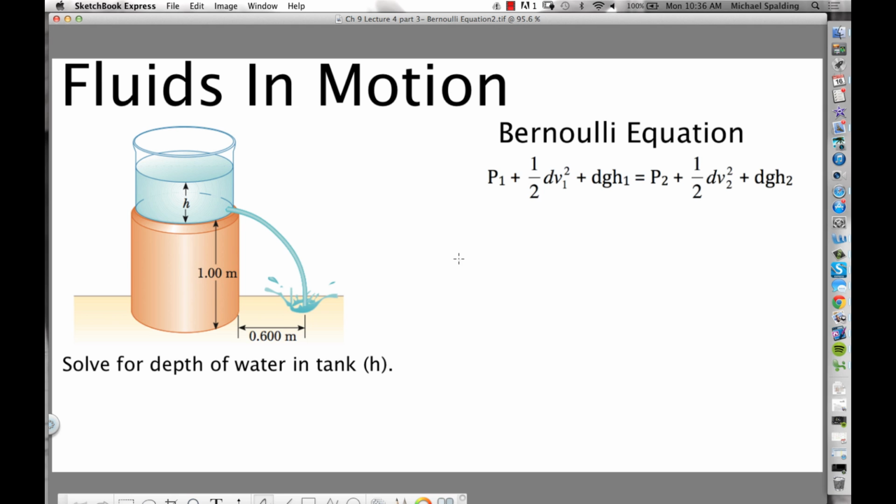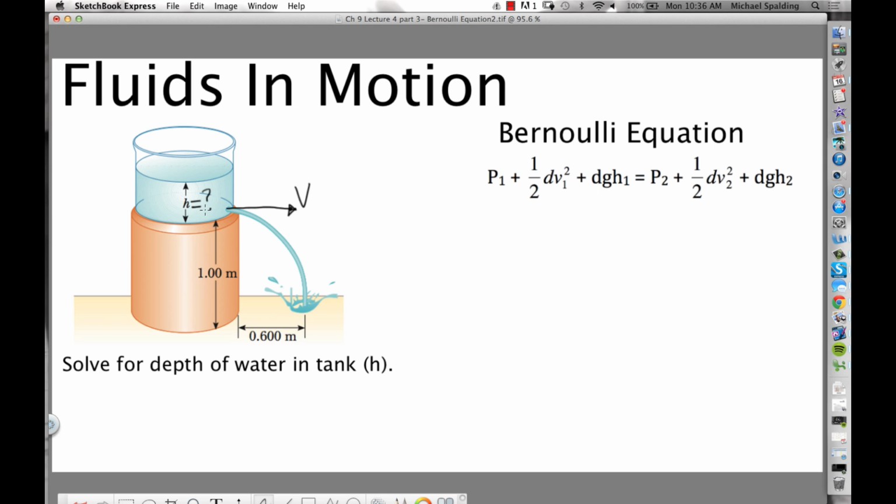Okay, so here's what you got. Fluid comes shooting out of the side of this tank with some velocity v, which we can solve for. The fluid goes 0.6 meters horizontally and 1 meter vertically. What they want you to figure out, just with this given info, this is all you know. The only thing you know is the horizontal distance and the vertical distance. What they want you to solve for is how deep must the water be in this tank.